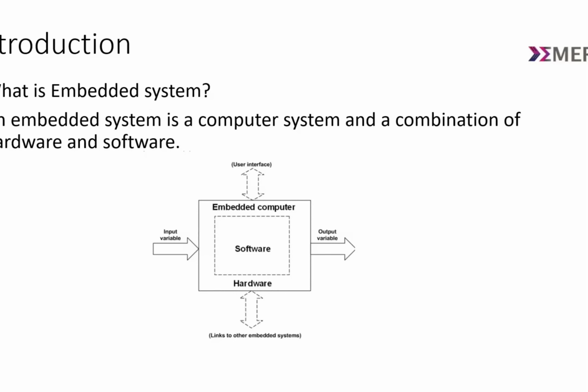So let's begin with the basics of embedded systems. What is an embedded system? An embedded system is a specialized computer system that combines both hardware and software to perform specific tasks. Think of it as the brain behind devices like a washing machine, where dedicated software controls hardware components. These systems are designed for efficiency and reliability, often operating in a real-time environment.